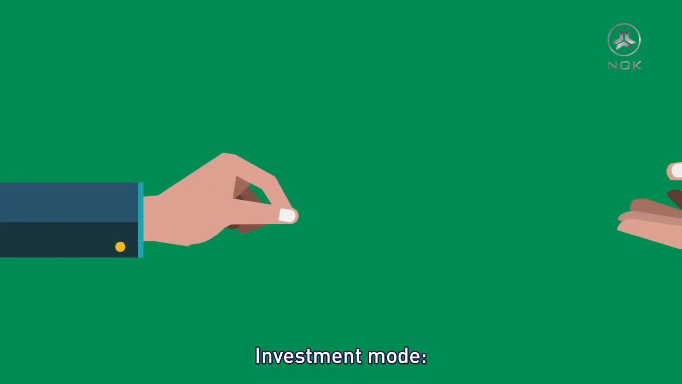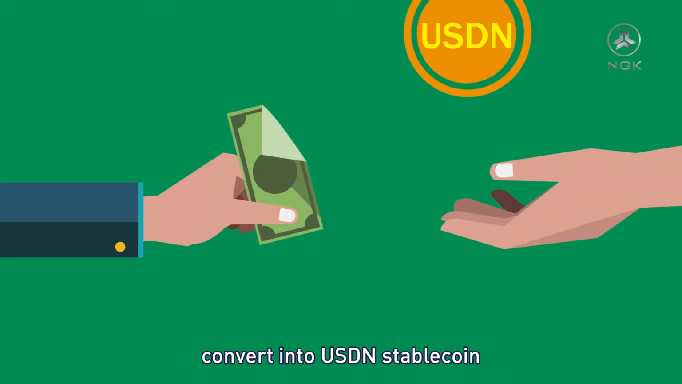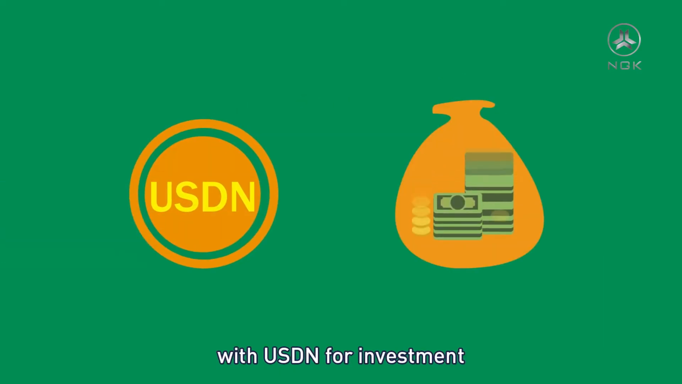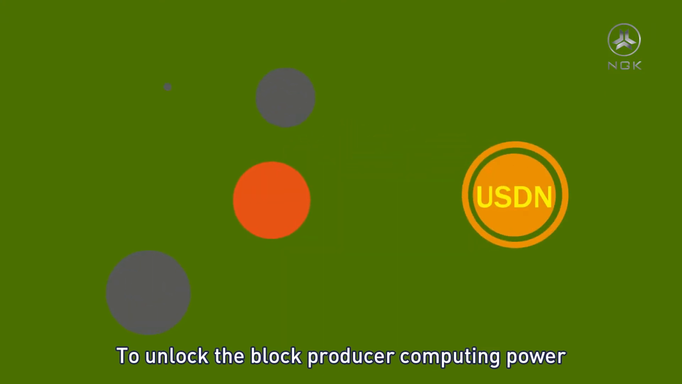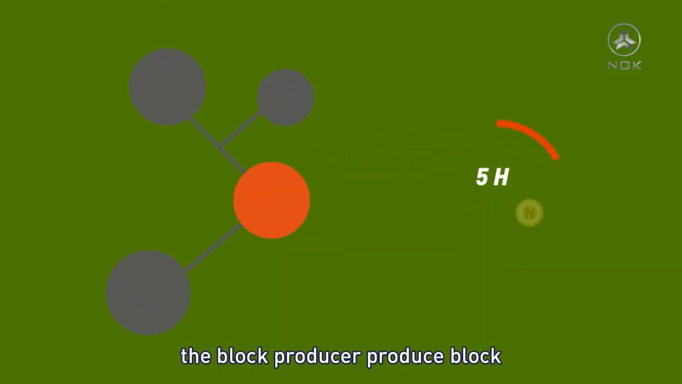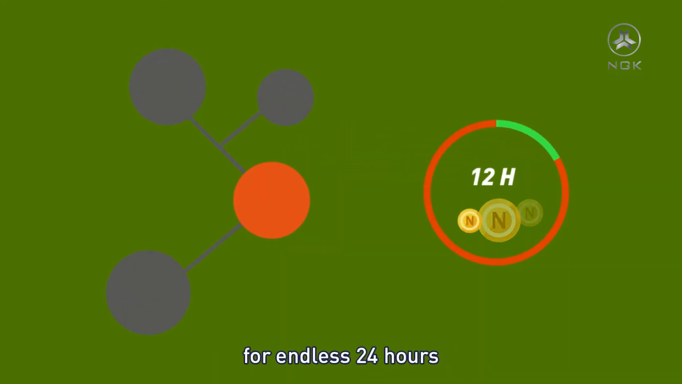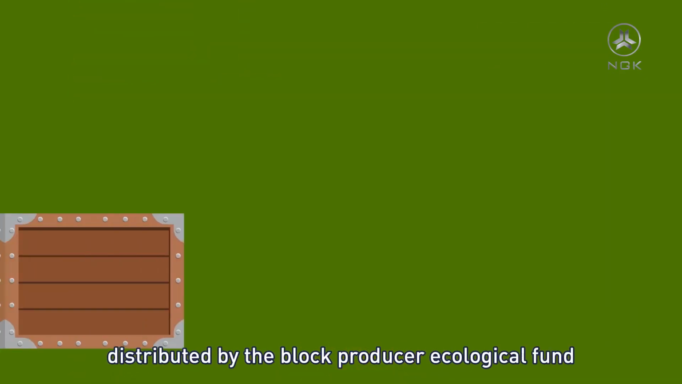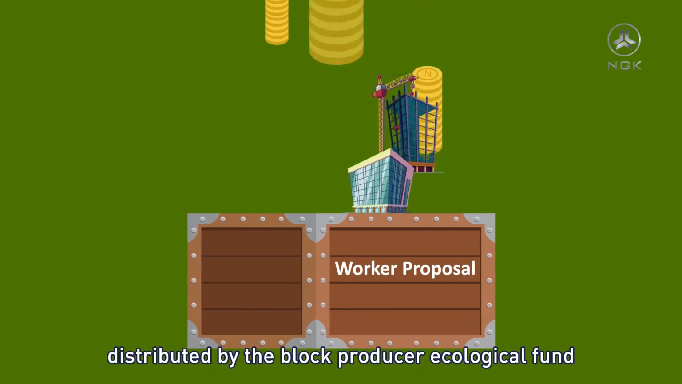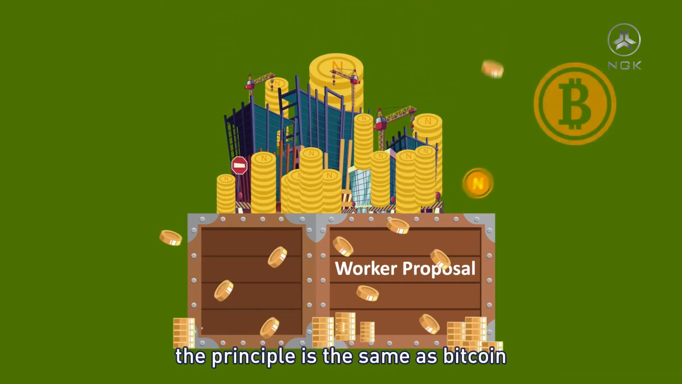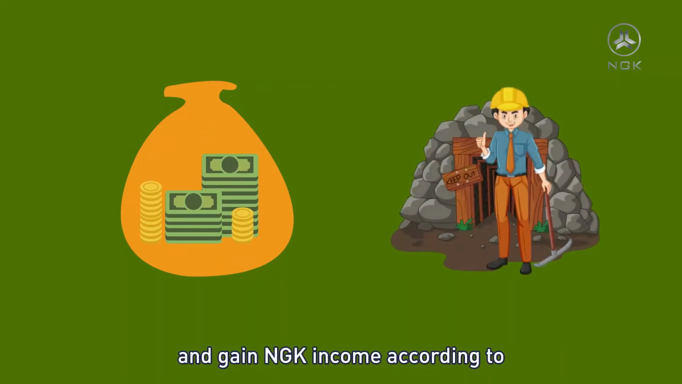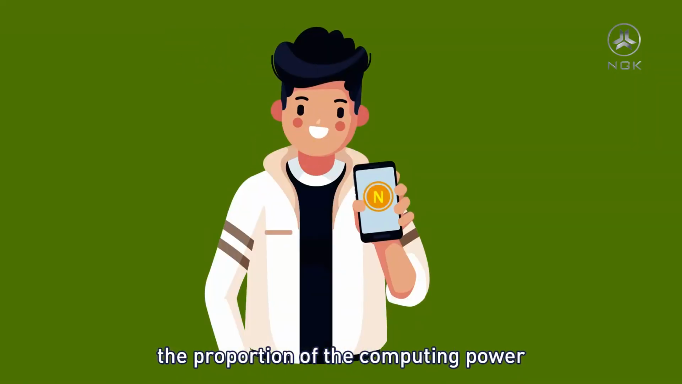Investment Mode. Convert the mainstream currency into USDN stablecoin and then purchase node computing power with USDN for investment. To unlock the block producer computing power through USDN, the block producer produces blocks for 24 hours endlessly. The output blocks obtain the corresponding block reward distributed by the block producer ecological fund. The principle is the same as Bitcoin: dig the mine through computing power and gain NGK income according to the proportion of the computing power.